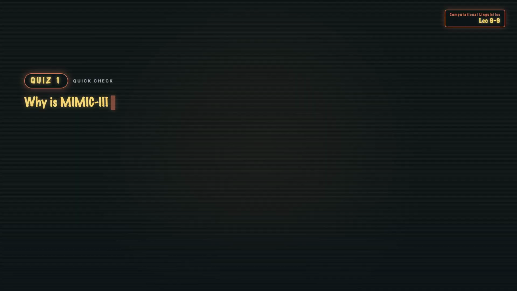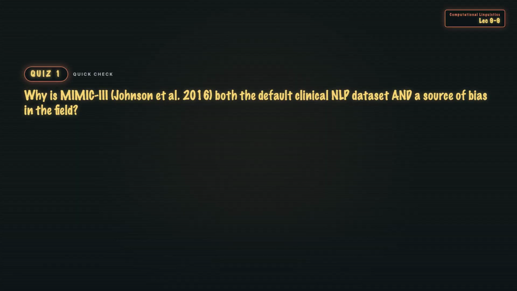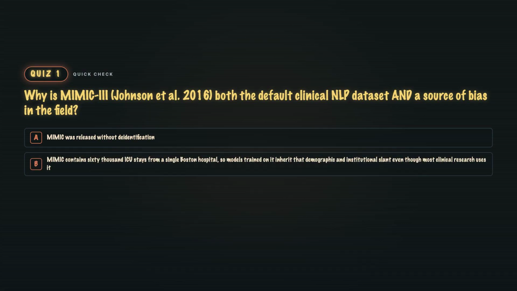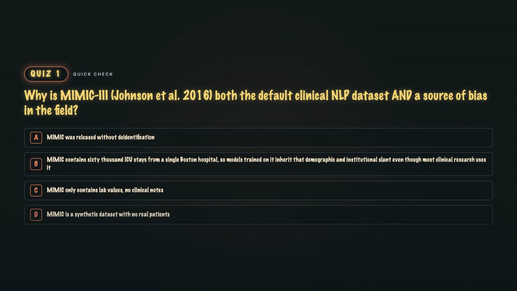Quiz 1. Why is MIMIC-III, Johnson et al. 2016, both the default clinical NLP dataset and a source of bias in the field? A: MIMIC was released without de-identification. B: MIMIC contains 60,000 ICU stays from a single Boston hospital, so models trained on it inherit that demographic and institutional slant even though most clinical research uses it. C: MIMIC only contains lab values, no clinical notes. Or D: MIMIC is a synthetic dataset with no real patients.